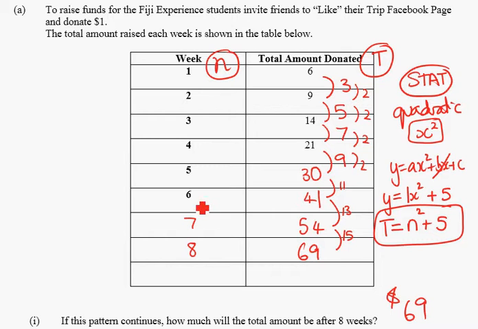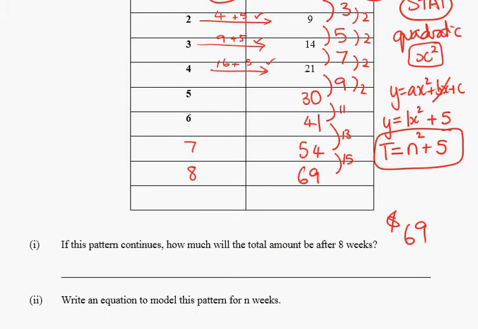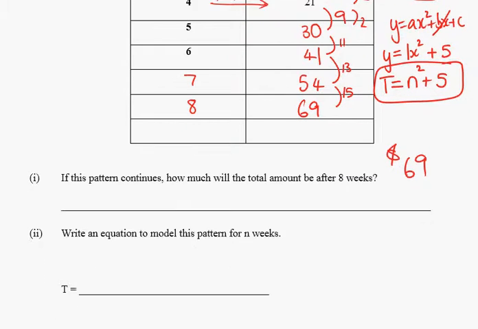And you could check it, actually. 3 squared is 9. Plus 5 does give me 14. 2 squared is 4. Plus 5 gives me 9. Try one more. 4 squared is 16. Plus 5 gives me 21. So I'm quite happy that that rule is working and doing what it's supposed to.